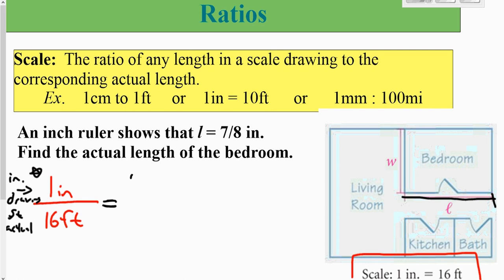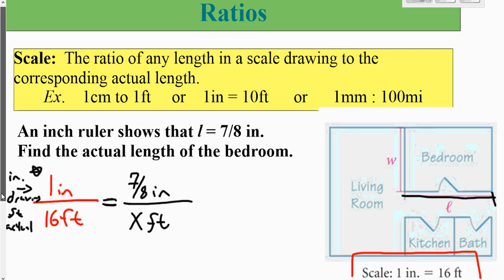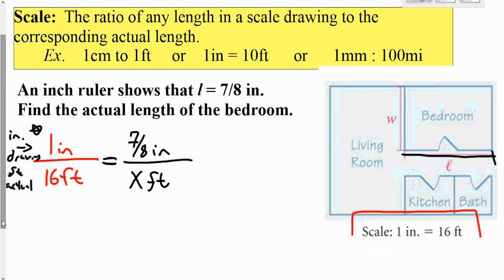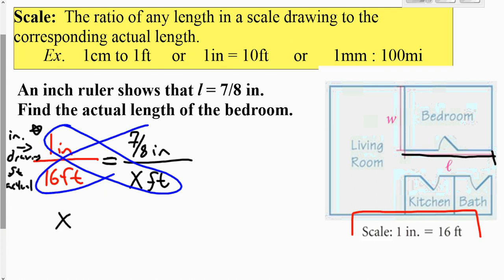So I'm going to have 7/8 over here, inches. And it wants to find the actual length of the bedroom. So the actual is my unknown, my x in feet. Okay, so now that I have my proportions set up, I can go ahead and cross multiply here. So I'm going to see that 1 times x is going to be x, and that 7/8 times 16 is going to be on the other side of my equal sign.